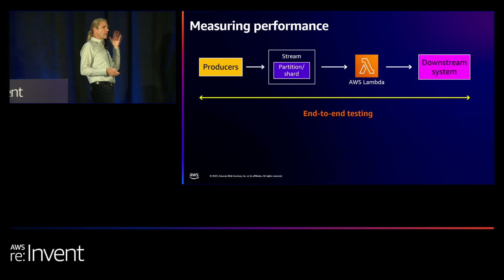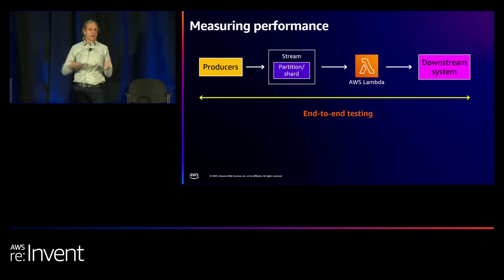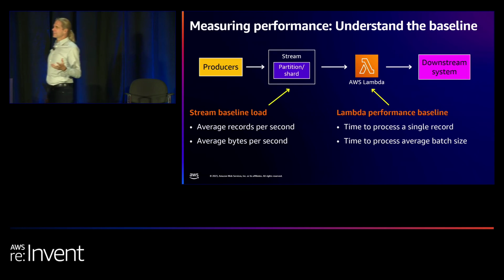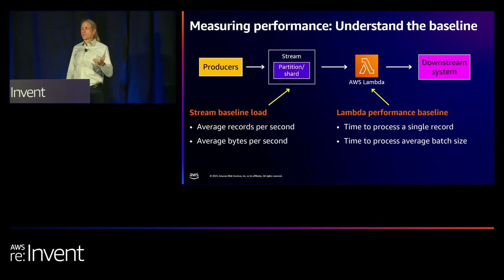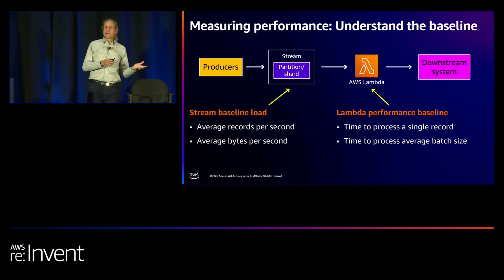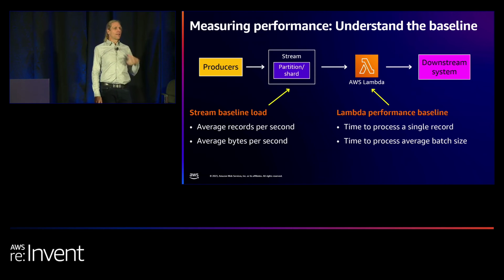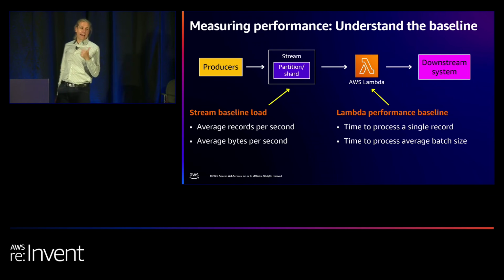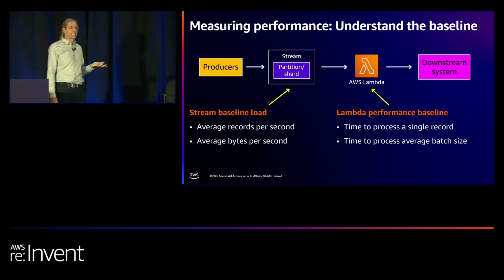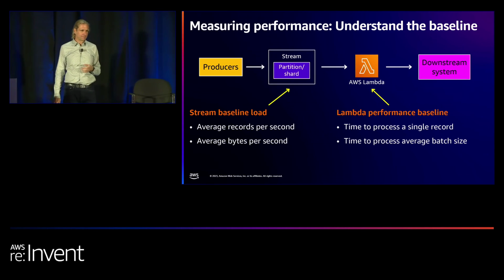So the amount of time from when a producer produces a record until a downstream service processes it, what is the end-to-end time of all of that? And to do this successfully, you want to have the concept of a baseline, because you want to understand what's going on. So you want a baseline on the stream, and you also want a baseline on the Lambda function. On the stream, you want to understand the average records per second and the average bytes per second. Then on the Lambda side, you want to know how long it takes to process a single record, and then how long it takes to process an average batch size.